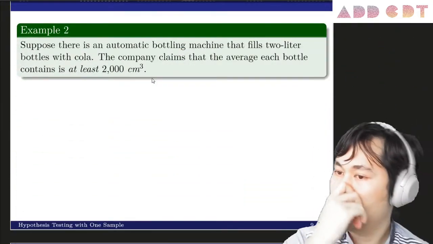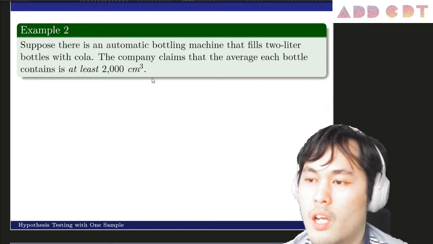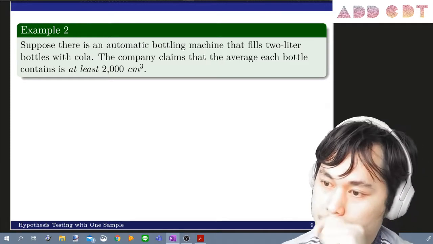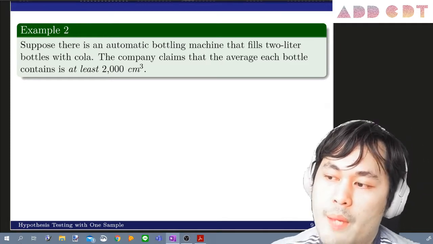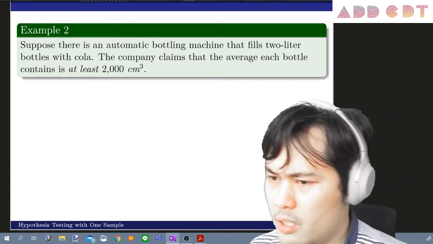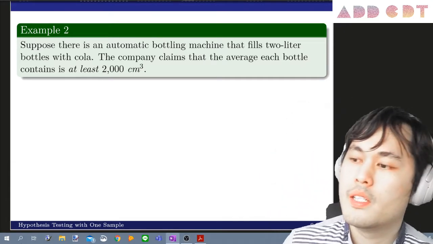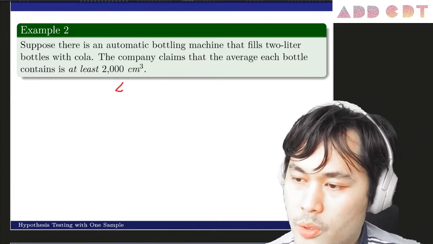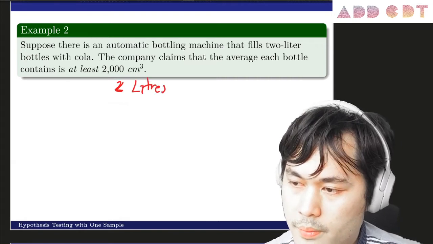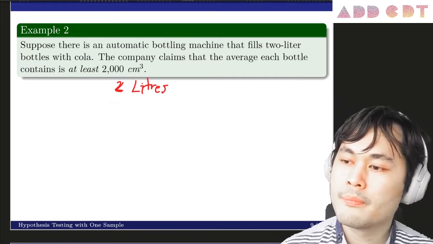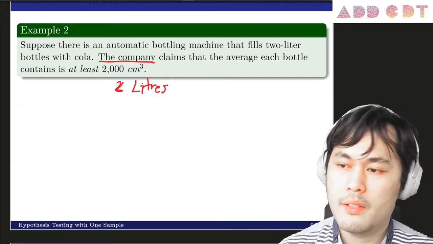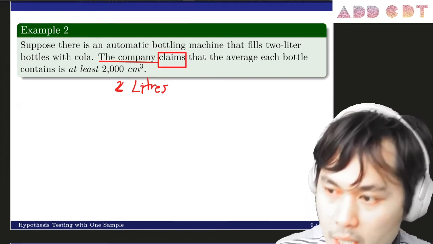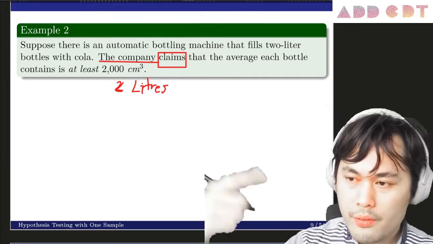So let's look at this example. Suppose there is an automatic bottling machine that fills two-liter bottles with cola. The company claims that the average for each bottle contains at least 2,000 cubic centimeters, or 2 liters, of soda. Maybe it's true or it's not true, but they claim that the average is 2,000.